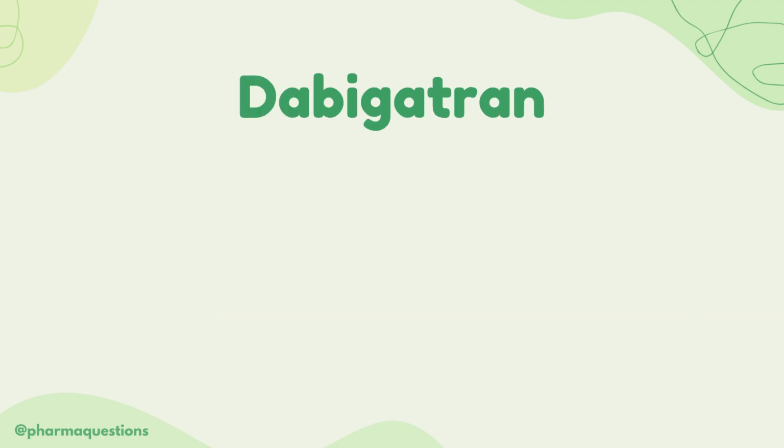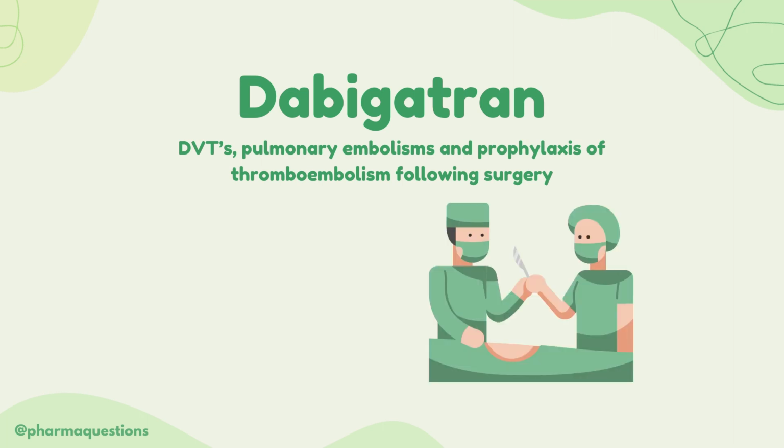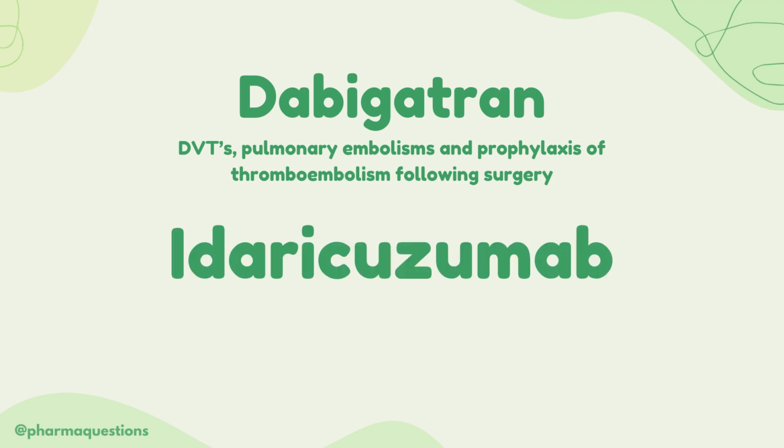The next drug we'll take a look at is dabigatran. Dabigatran is another anticoagulant, and once again it's used for many different indications such as DVTs, pulmonary embolism and prophylaxis of thromboembolism following surgery. The antidote for dabigatran is, I'm not sure if I'm pronouncing this correctly, idarucizumab. And this is a pretty unique antidote compared to the other ones we've covered, as it is a humanized monoclonal antibody fragment that binds specifically to dabigatran and its metabolites.